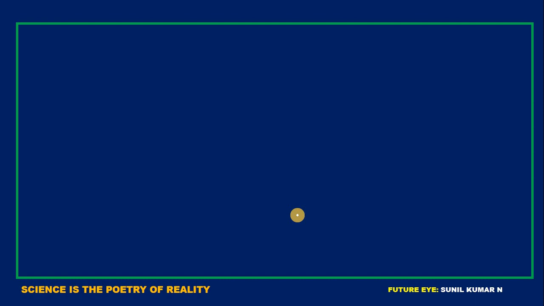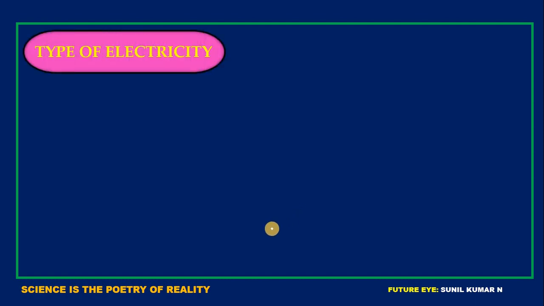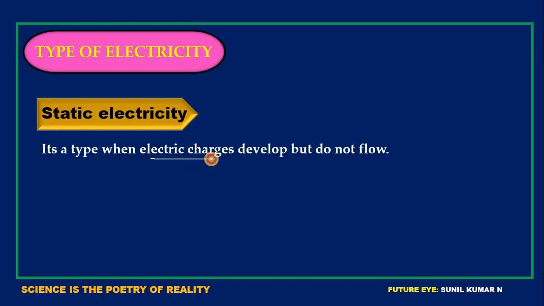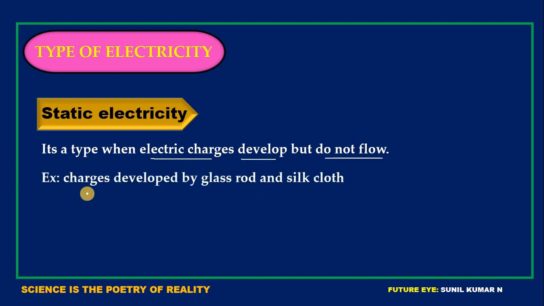Next, let us move on to the last basic concept, children, that is types of electricity. You may have a doubt here. Without studying electricity, why are we moving to learn the types of electricity? This is the basic thing. Easily you can understand. Here we have two types, children. The first one is static electricity. It is a type when electric charges develop but do not flow. Example, charges developed by glass rod and silk cloth.